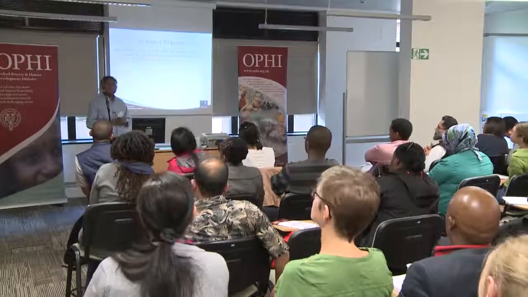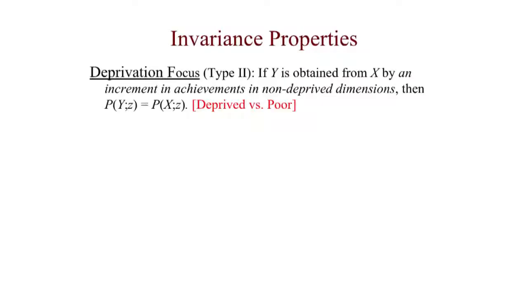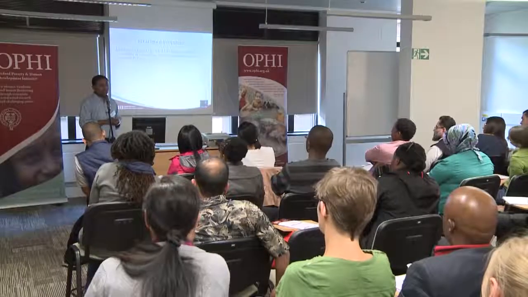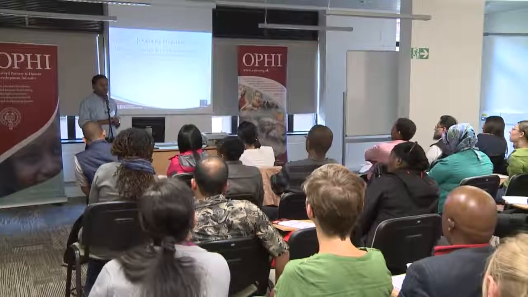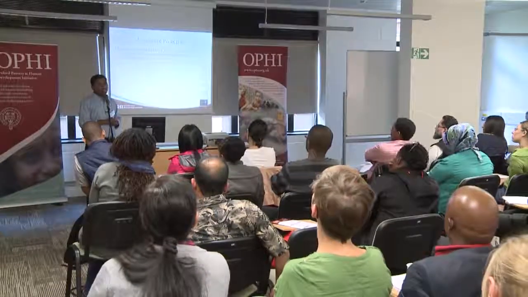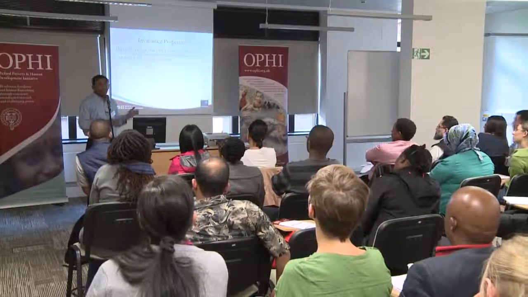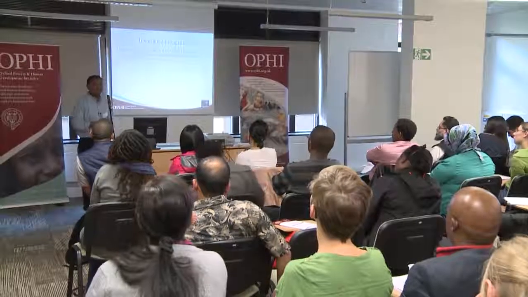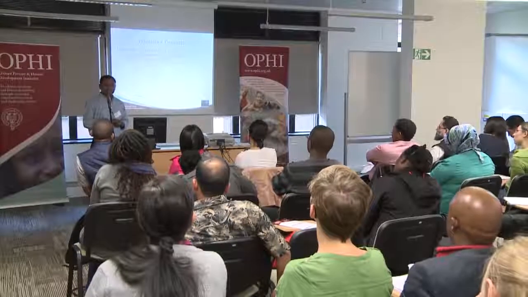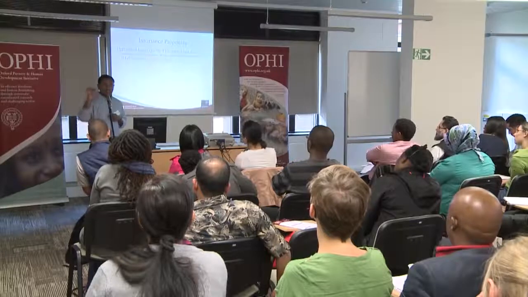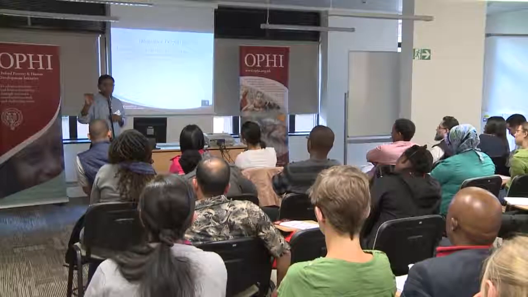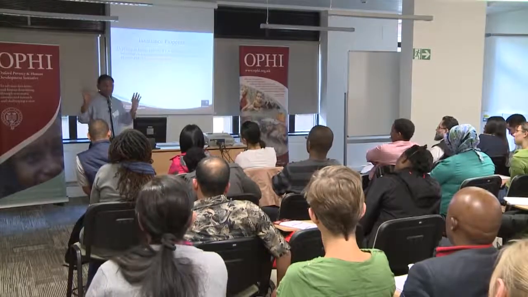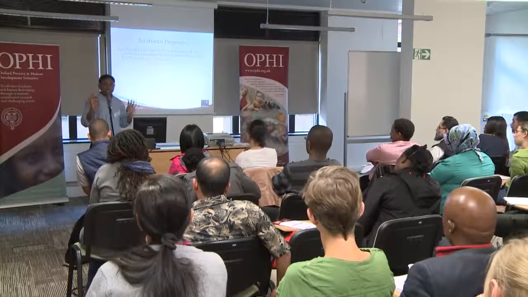And this is the deprivation focus, which says that if a joint distribution is obtained from another one by an increment in achievements in non-deprived dimensions, then there should not be any change. And that is going to include the multidimensionally poor as well. So if you have any change in the non-deprived dimensions, even for the multidimensionally poor, there is not going to be any change. That's deprivation focus.